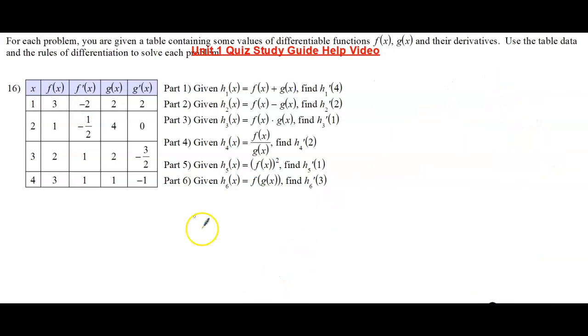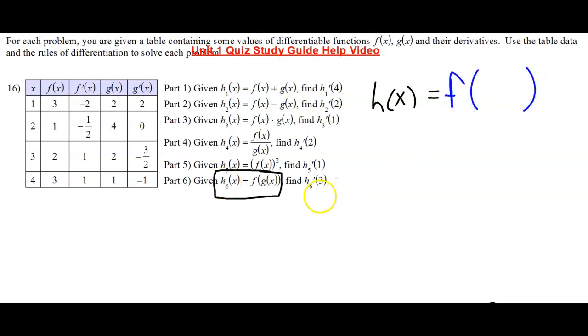All right, let's go ahead and take a look at our last one here. Number 6, it's another chain rule problem, just a little bit different. So for this particular problem, we have h of x to the outside function, which is technical difficulty there. All right, my outside function is f, and my inside function is g.